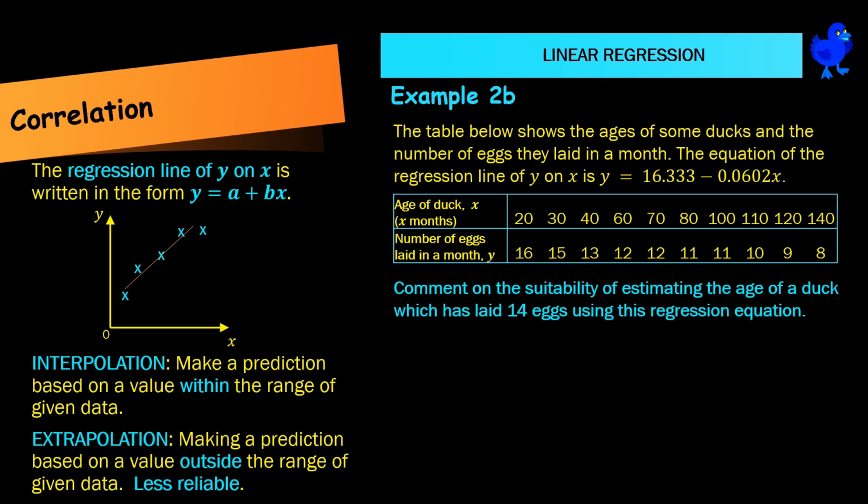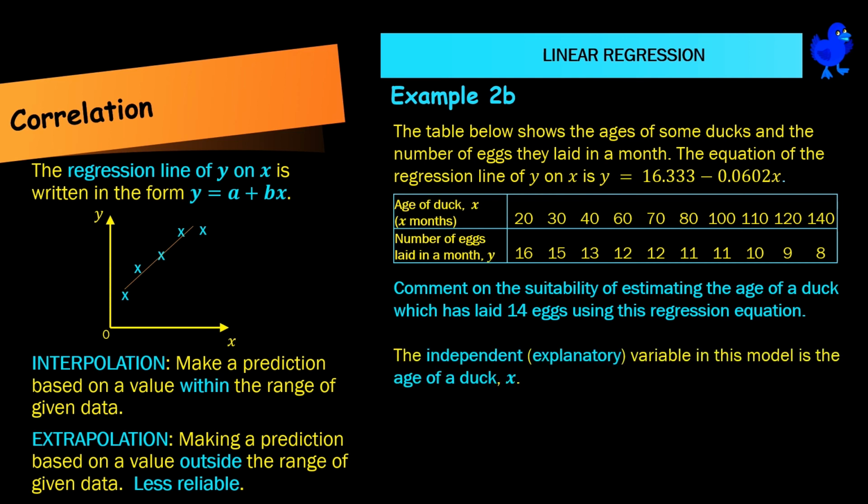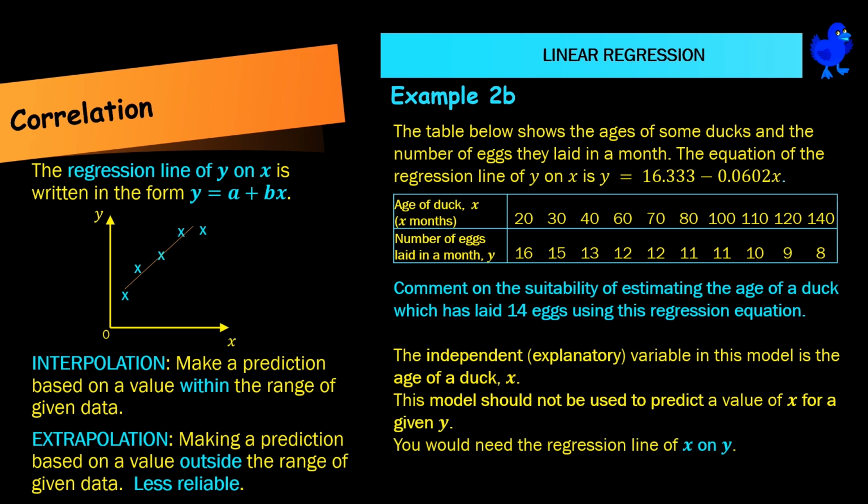Now let's consider Part B. Comment on the suitability of estimating the age of a duck which has laid 14 eggs using this regression equation. Now the independent variable in this model is the age of the duck, x. This model should actually not be used to predict a value of x for the given y. Instead, you would need the regression line of x on y.